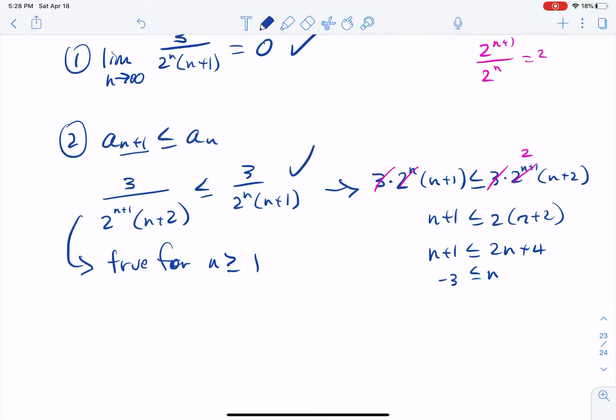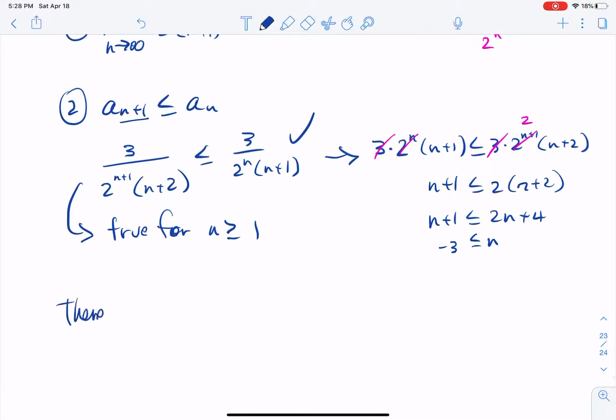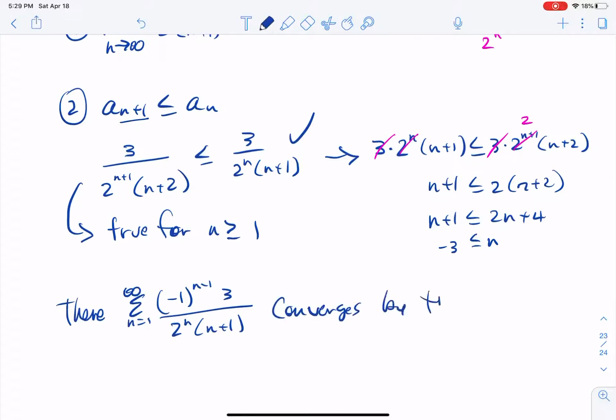So check and check. Therefore, the sum from n equals 1 to infinity of negative 1 to the n minus 1 times 3 over 2 to the n times n plus 1 converges by the alternating series test. Make sure you spell the word series correctly. Now it doesn't even look right.